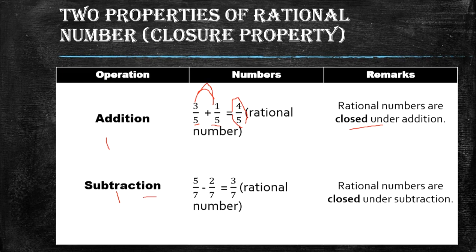Now, subtraction. If you subtract two rational numbers and you get the answer as a rational number, you can take any values, any two values. Okay, but the number should be a rational number. If you subtract two rational numbers, the answer is a rational number. So we can say rational numbers are closed under subtraction.